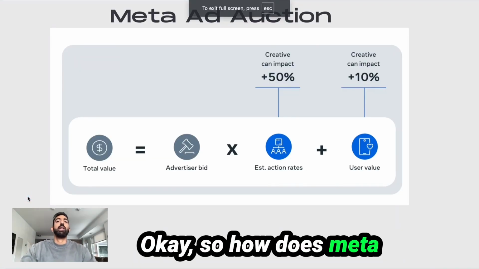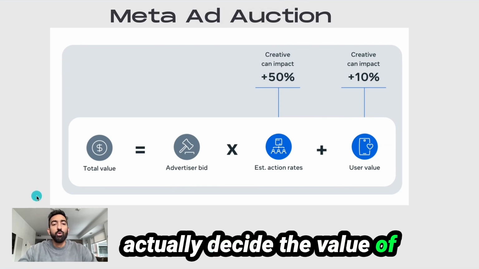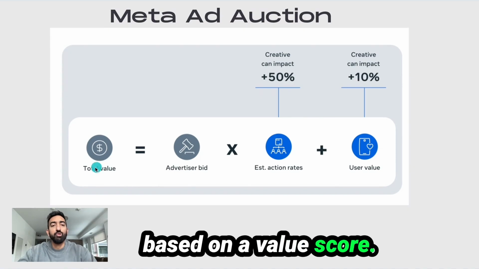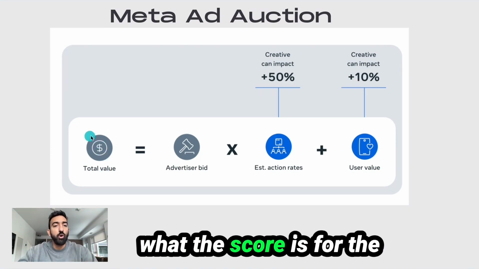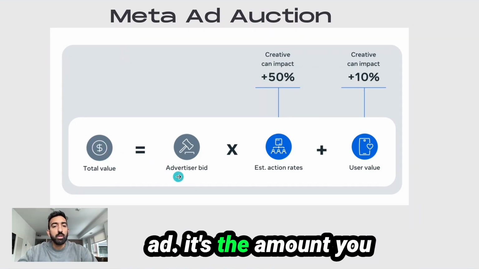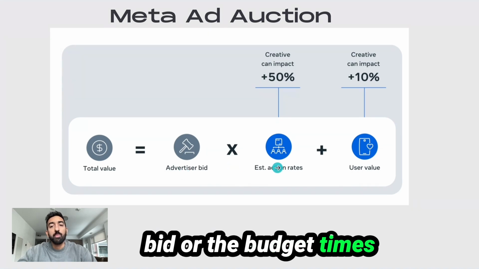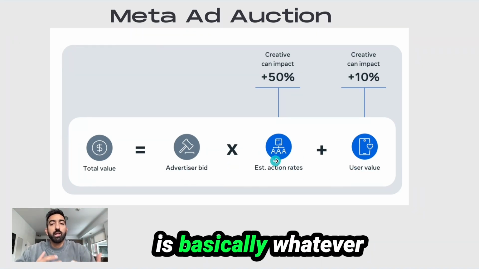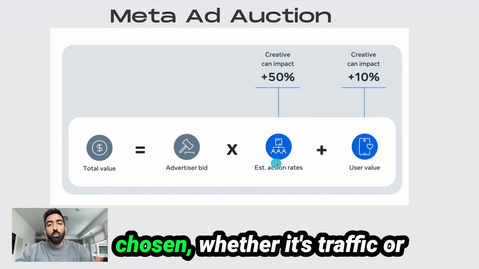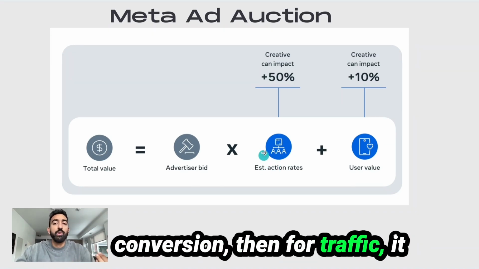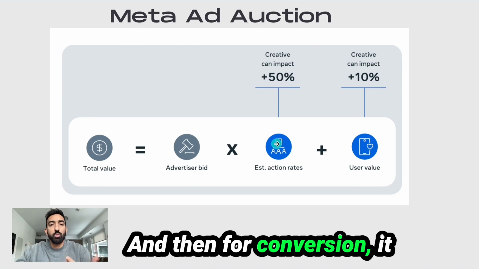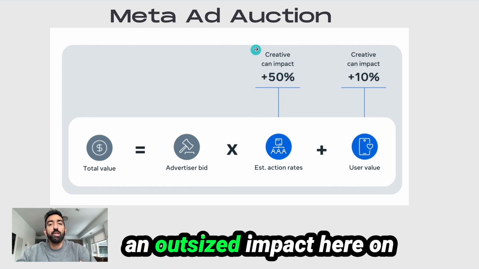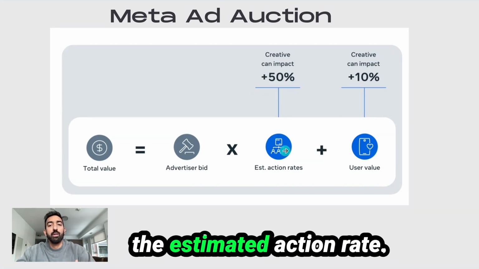Okay, so how does Meta actually decide the value of an ad? There's this formula, and each ad is ranked based on a value score. So this is how they decide what the score is for the ad. It's the amount you bid or the budget times the estimated action rate plus the user value. The estimated action rate is basically whatever objective you've chosen, whether it's traffic or conversion. Then for traffic, it would be click-through rate, and then for conversion, it would be the likelihood that Meta thinks it will convert. That's why creative can have an outsized impact here on the estimated action rate.